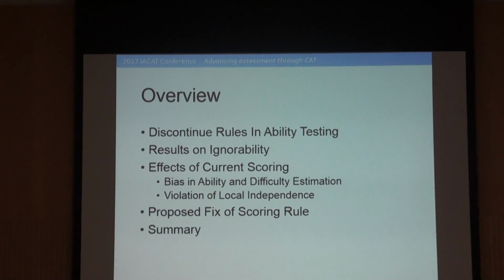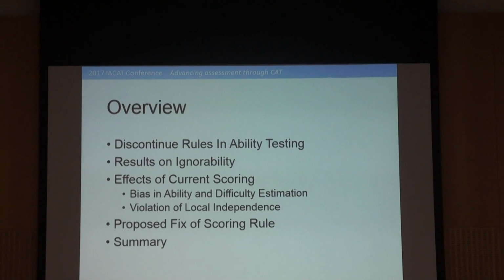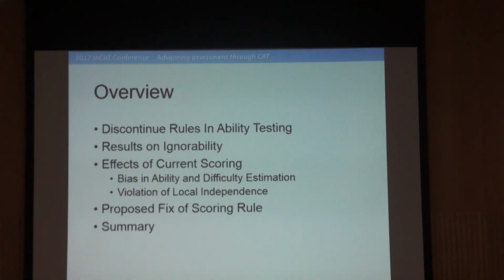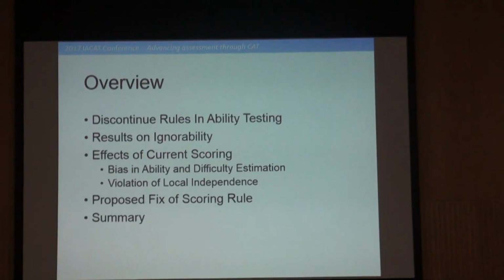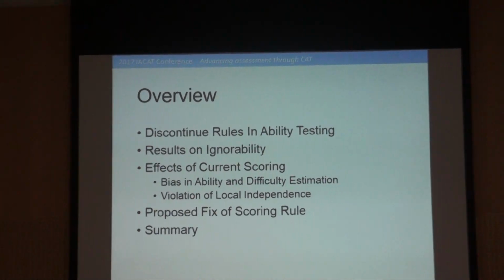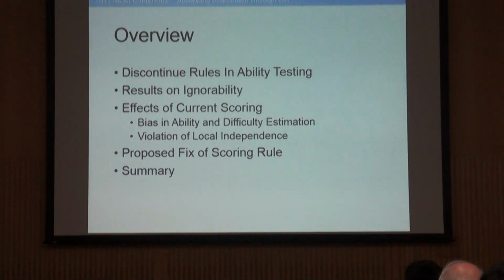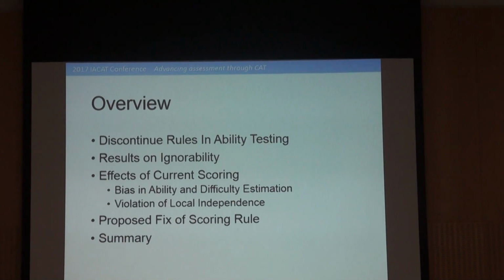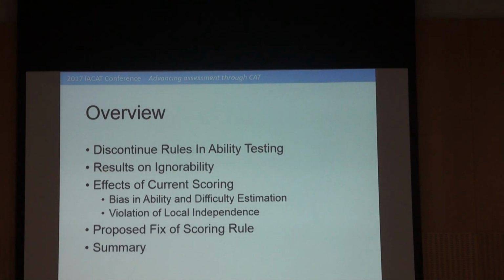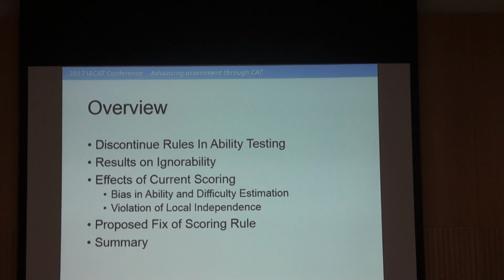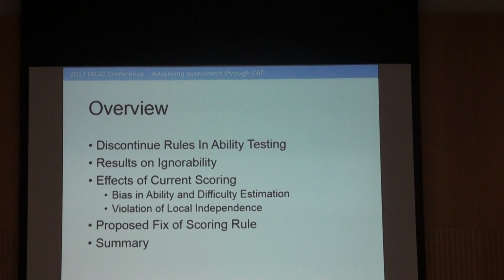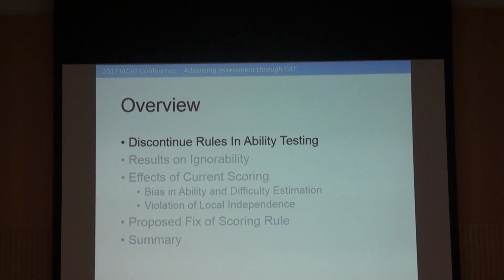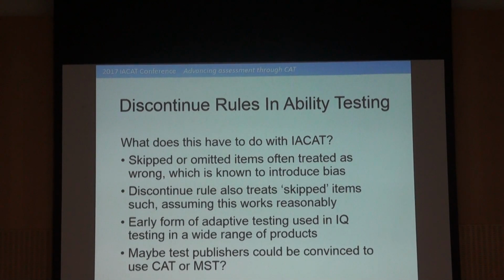I will show some results on ignorability. I will talk about what happens when you use the current scoring rules, what kind of biases you might see. I will talk about violations of local independence, and then I will propose a very simple fix of what's going on currently in many ability tests, and do a little summary at the end. So here we go. Discontinue rules in ability testing.